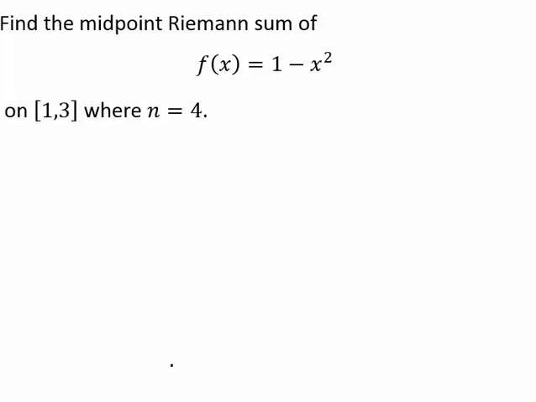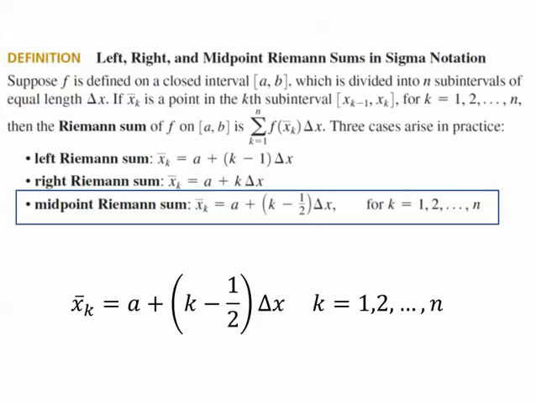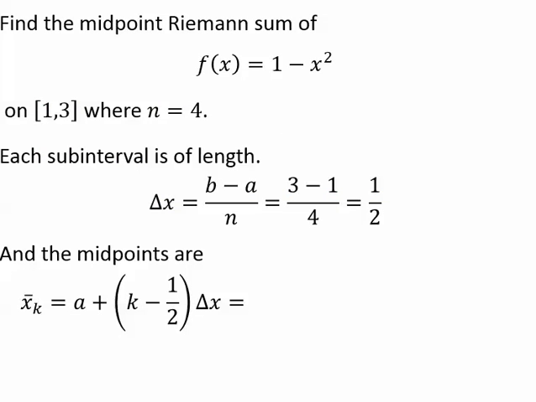Find the midpoint Riemann sum of f on the interval from 1 to 3 using 4 rectangles. Notice that each subinterval is of length 1/2. Let's look at the midpoint formula. The midpoint Riemann sum uses the midpoint of each subinterval to evaluate the given function, and we're going to use the formula for the midpoint Riemann sum. We use the formula to find the midpoints.